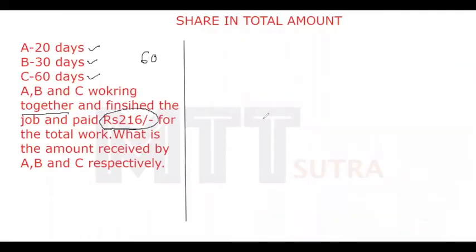This question we can also discuss using the fraction of work method. So in fraction of work, we take the total amount of work as 1 unit instead of 60 units, 1 part. So if it is 1 part, what is the part of work done by A in one day? That is 1 by 20. And the amount of work done by B in one day is 1 by 30. And the amount of work done by C in one day is 1 by 60.